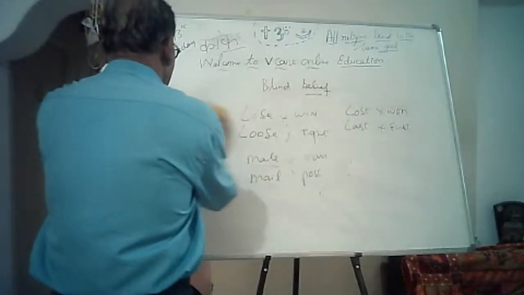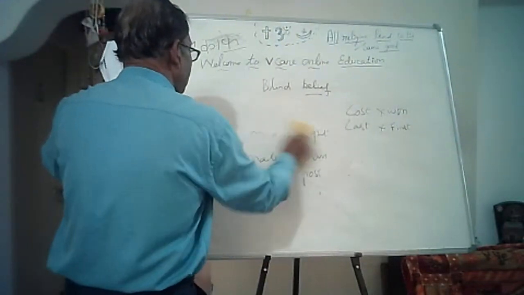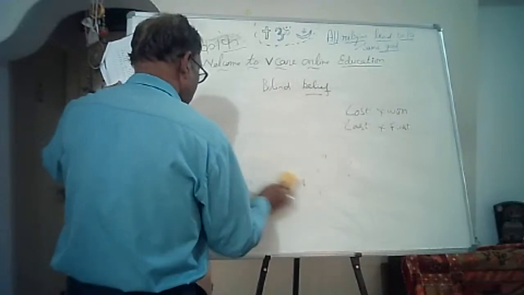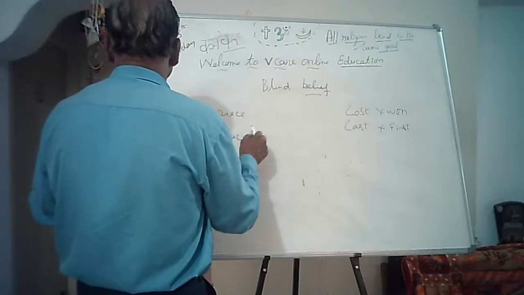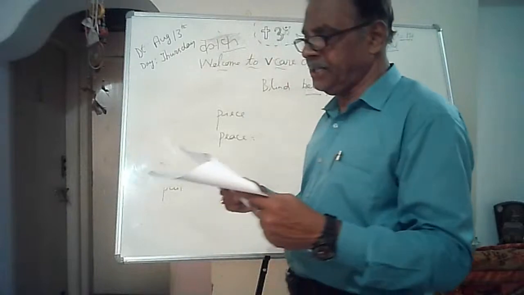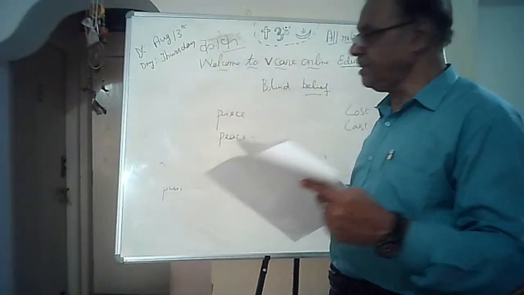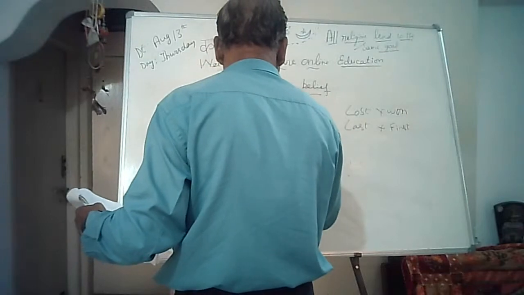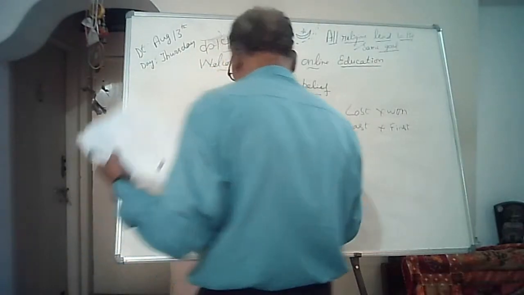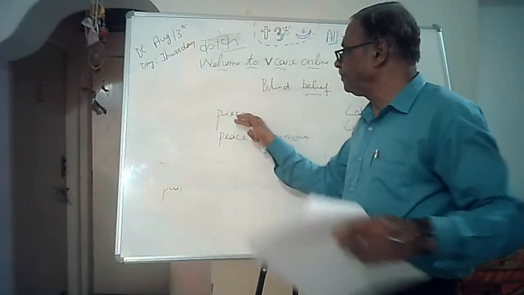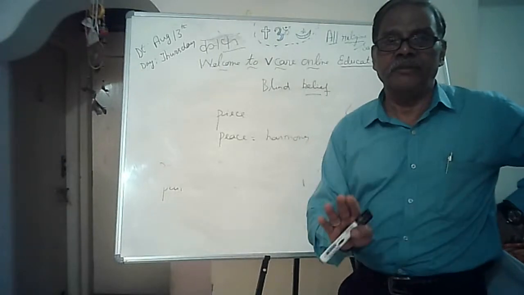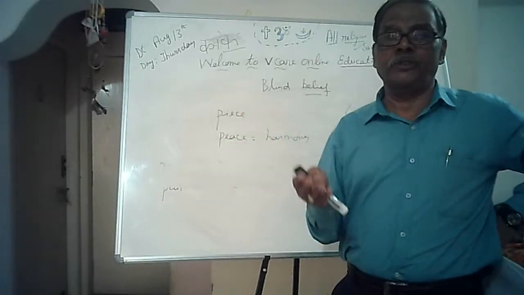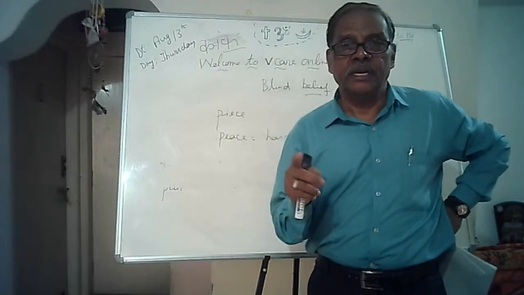Peace, peace. There is a big list, but still I write only the ones which we use in our day-to-day life. Piece means small. Peace means harmony. Get me a piece of chalk. The teacher will tell the students, get me a piece of chalk. You should not say, get me a chalk piece. Get me a piece of chalk.